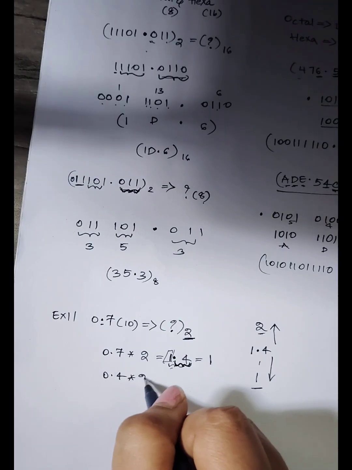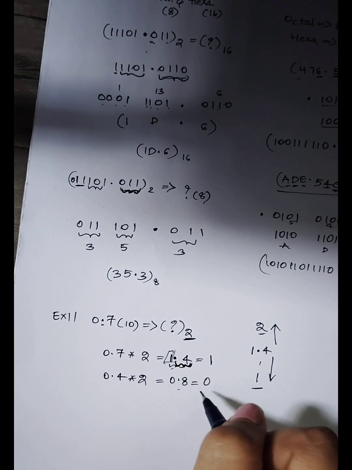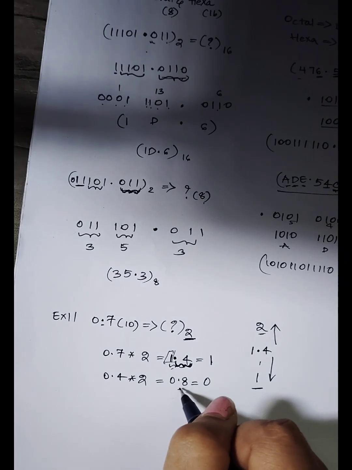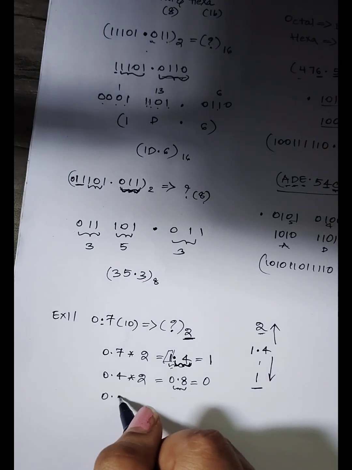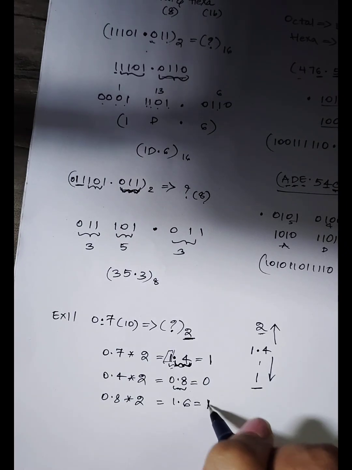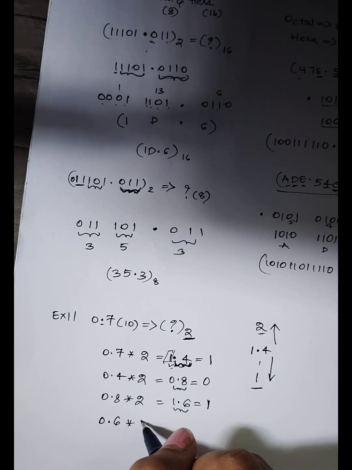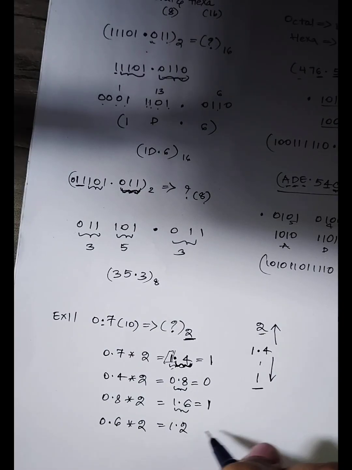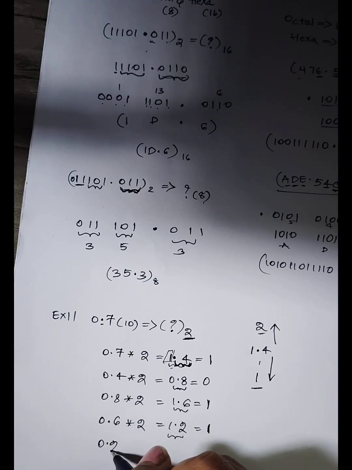0.4 into 2, that will be 0.8. And this floor value is 0. For the next multiplication, you need to take 0.8 only, into 2, that is 1.6. Your floor value will be 1, and in this 1.6 you need to consider 0.6 for multiplication. It will be 1.2, and again your floor value is 1. In this you need to consider 0.2.